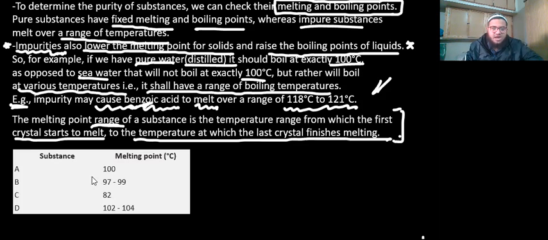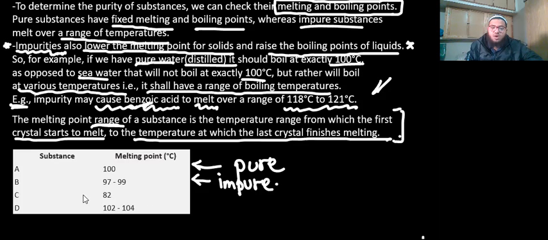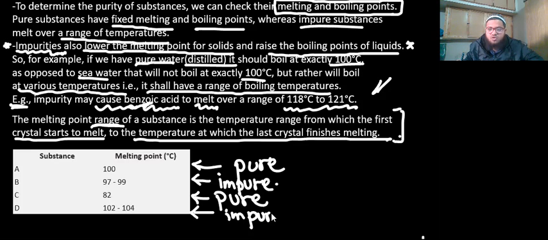Okay, I'm revealing the answer now. Substance A, if you look at the melting point, it's fixed, it's at 100 degrees. So is this pure or impure? It's fixed, it's not a range, so it's pure. Substance B, 97 to 99, is that a range? Yes, it's a range from 97 to 99, meaning the first crystal starts melting at 97 and the last crystal finishes melting at 99. So it's an impure substance or impure sample. What about 82? It's again a fixed temperature, right? 82 is a fixed temperature. It's not a range. So again, it's a pure substance. And again, this is a range, so it's an impure substance. So we've got 2 pure and 2 impure substances.